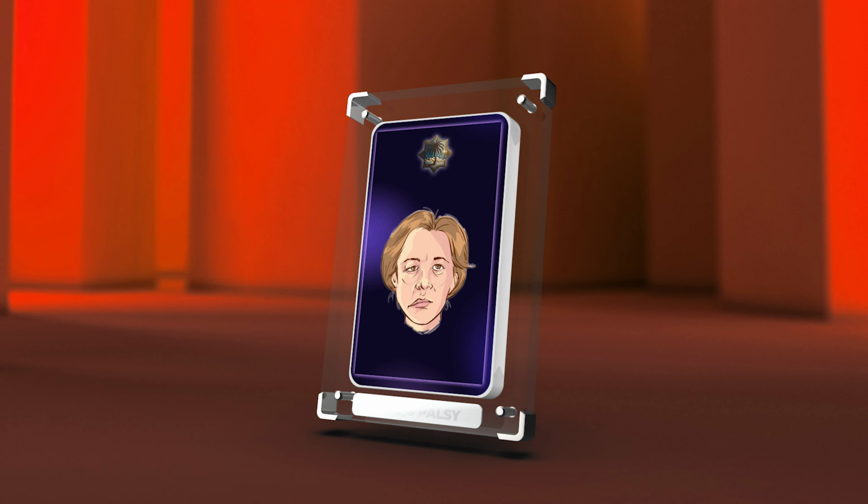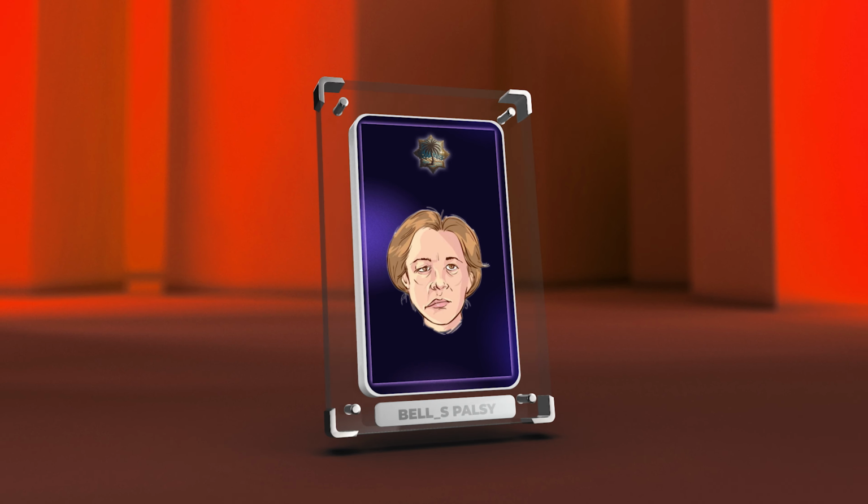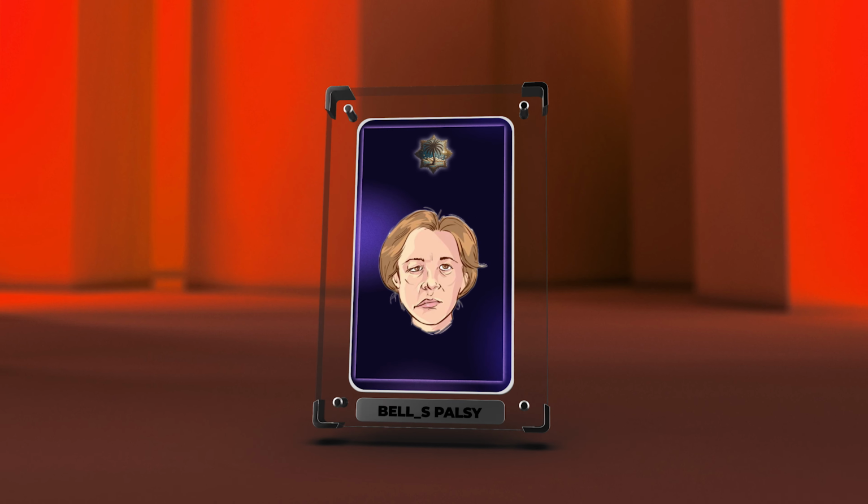As future physicians, your understanding of Bell's palsy and its complexities will enable you to optimize patient care and contribute to the field of neurology.